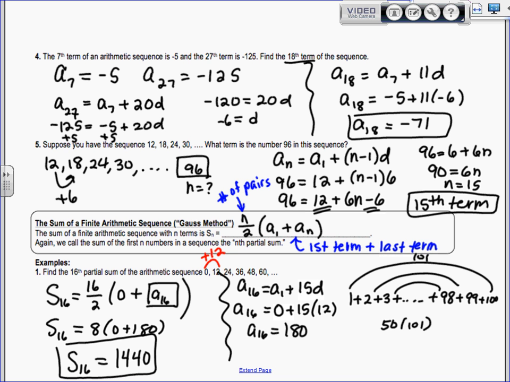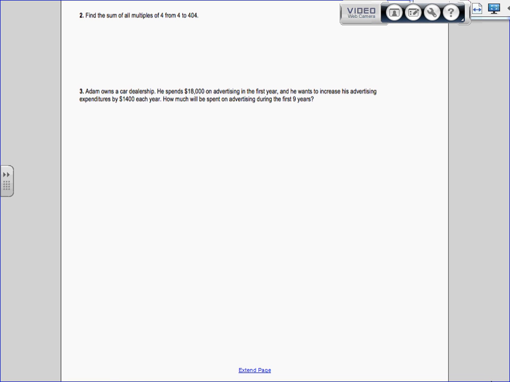Okay, so multiples of 4 are 4, 8, 12, 16, right? So I'm going to have 4, 8, 12, 16, dot, dot, dot, and I'm going to go all the way to 404. Who can tell me how many numbers are in this list?